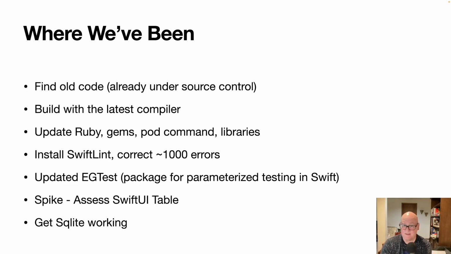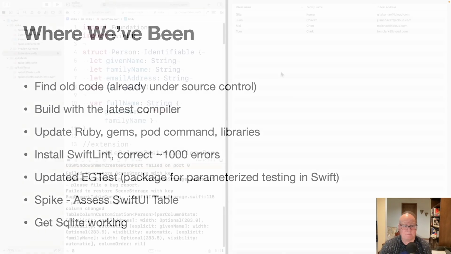Okay, so there's not much code to see on any of these, so it's kind of boring. All right, then we went to spiking the SwiftUI table. So SwiftUI in the last couple or 3 years introduced a table object that is not quite as fancy as the UIKit table, and I wanted to see if we could swap that in instead of this spreadsheet package that's clearly getting a little long in the tooth. And the answer is no, but let's go look at the spike.